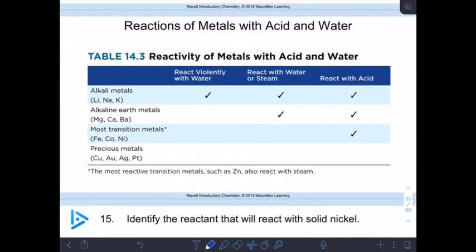Right, so reaction of metals with acid and water. Okay, all of our alkali metals, lithium, sodium, potassium, remember the video that I showed you all in class at the beginning of the semester? They react very badly with water. They also react badly with steam and acid. Now the alkaline earth metals, magnesium, calcium, barium, that second column, they don't react so much with liquid water, but they do react badly with steam and with acid. Most of the transition metals will react with acid. And then our precious metals, like I was just talking about, those noble metals, don't really react with much at all.